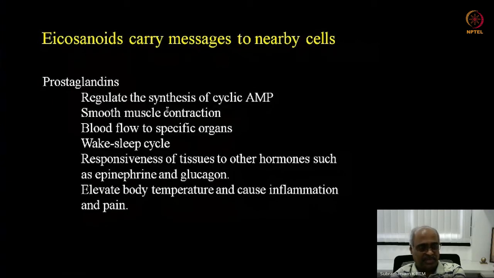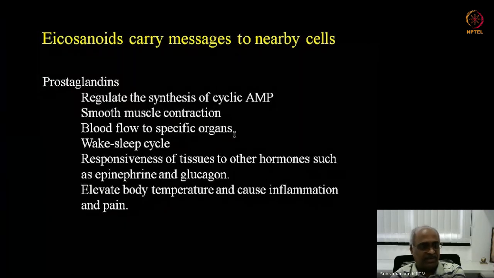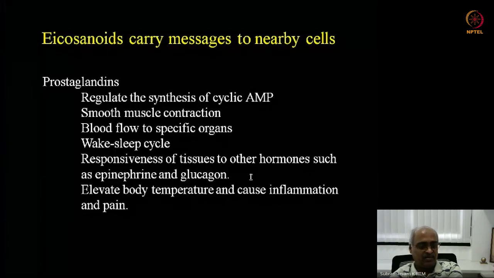And they regulate blood flow to specific organs. Again, that comes from smooth muscle contraction. Okay, blood vessels are smooth muscle, and whether you are going to dilate it or constrict it is determining the blood flow, and that's directly controlled by prostaglandins. In addition to this role on smooth muscle contraction, they are also important for wake-sleep cycle, responsiveness of tissues to other hormones such as epinephrine, glucagon. You're not going to learn about them, so don't even worry about it.